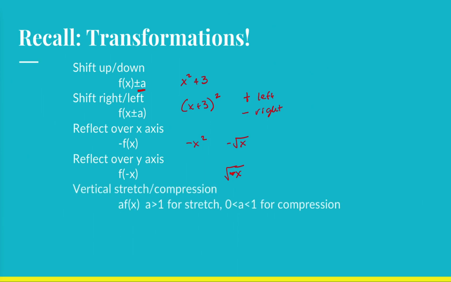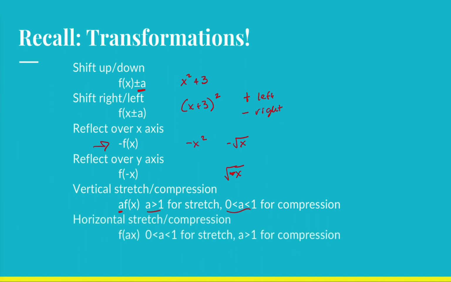And for a vertical stretch or compression, we multiply by a number out front. If it's bigger than 1, it's a stretch. If it's a fraction between 0 and 1, it's a compression. If it's negative, the negative doesn't have any effect on the stretch or compression. The negative is a separate transformation.